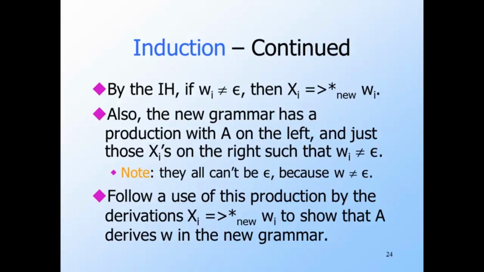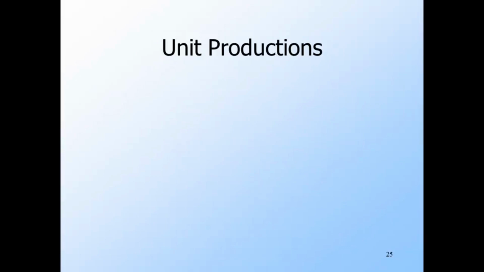We also need to show part 2. If W is derived from A in the new grammar, then it is non-empty and also derived in the old. We're going to skip this part. So we're now ready for a new simplification of grammars, the elimination of unit productions.